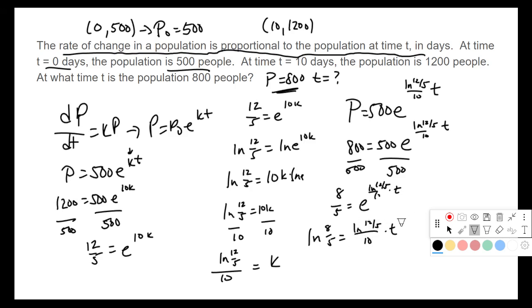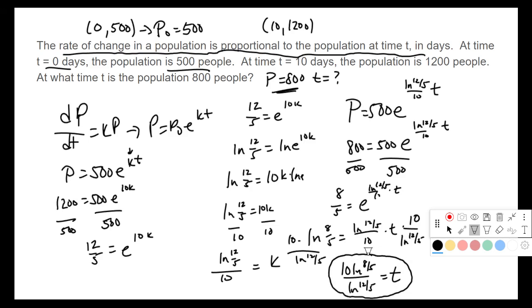It's a disaster, but I mean, it'll work. Multiply by 10 over ln 12 fifths on both sides. So we don't have a calculator, so my answer is just 10 ln 8 over 5 over ln 12 over 5 is equal to t. You could type that in the calculator and it would give you the answer. Sometimes on the exam, they give you the exact answer just like this, and they expect you to give them that response. And that's it. That's all there is to this.